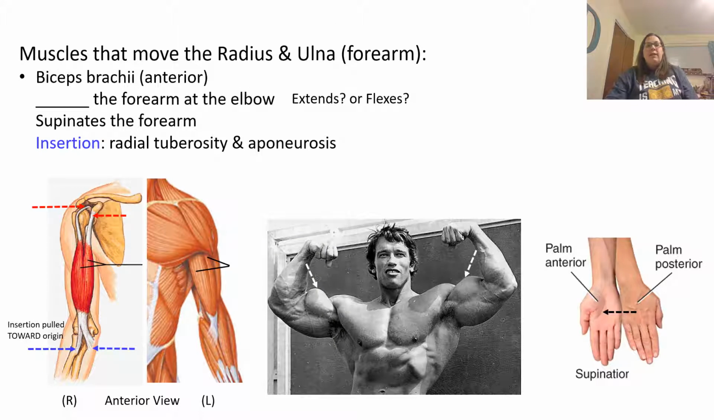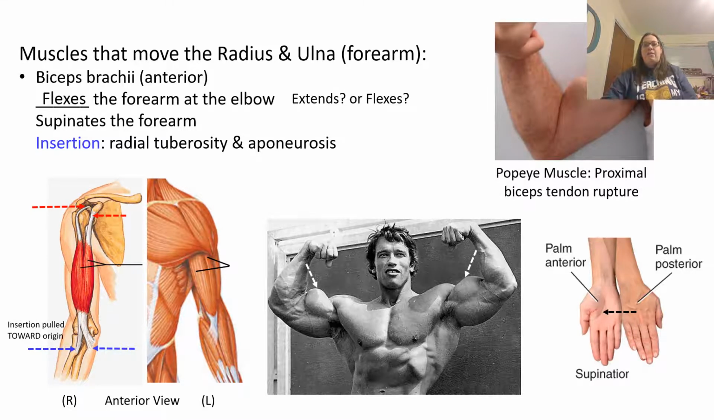The biceps brachii is on the front or anterior portion. This is going to help you flex your forearm at the elbow. Okay, this is also going to help you supinate your forearm. So you have, remember, supination with your palm up. And its insertion is going to be on the radial tuberosity. Okay, so remember that radial tuberosity is that rough spot on the radius. This is where it's going to attach.